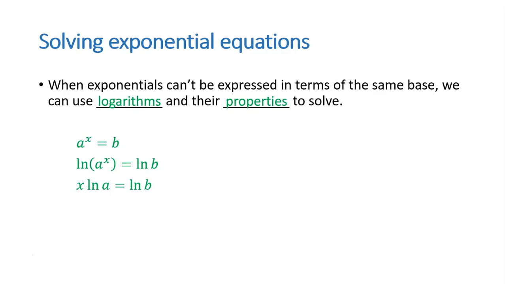At this point, natural log of a is just going to be a number. A is a constant number, so natural log of a is a constant number. So once we get to this point, all we have to do to solve for x is divide by natural log of a, move it to the other side, and then we have x by itself. So let's try a few examples that fall under this case.